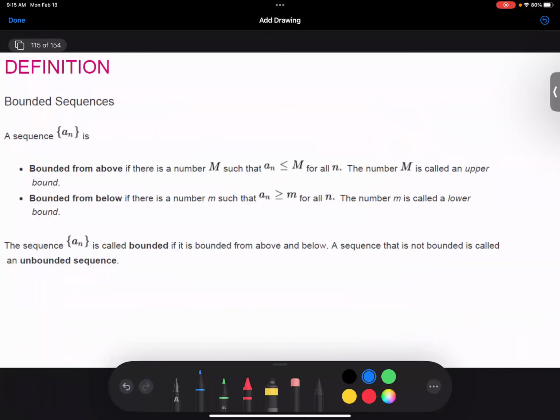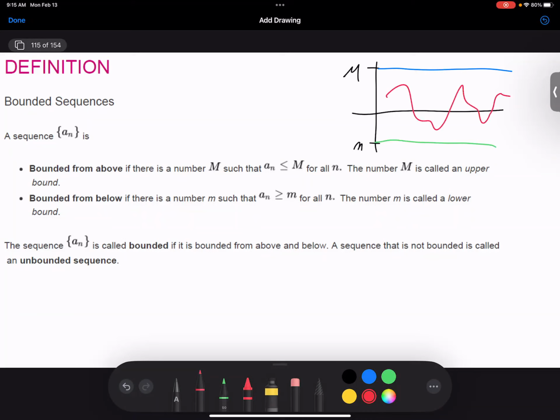All right, so continuing, bounded sequence. A sequence is bounded from above if, surprise, surprise, there's some number such that everything is less than or equal to that number. It's bounded from below if there's some number such that every term is greater than or equal to that. So one way to look at this is they're using capital M and lowercase m. So here is M, here is little m, and then if I look at my sequence, it lives between them. So as long as it lives between them, it's bounded.